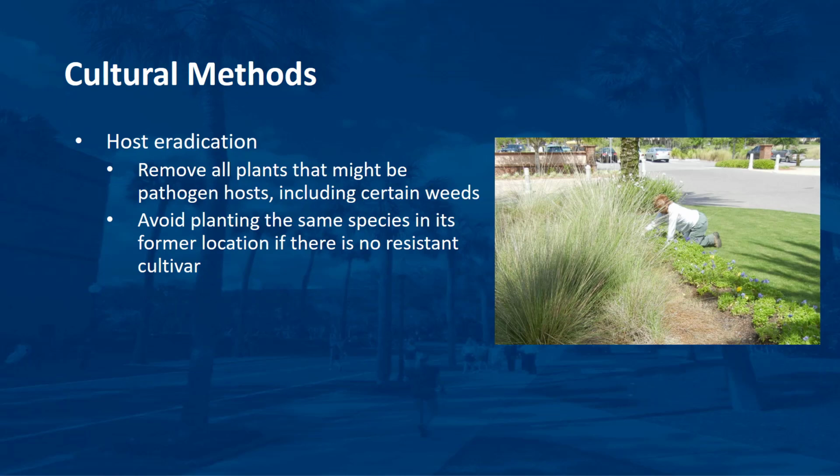Sometimes the best approach is to thoroughly remove all plants that might be possible pathogen hosts. For instance, the weeds surrounding a landscape may be host plants and should be eradicated. Another example can be found among certain plant species, especially trees and palms, for which there are no known resistant varieties to a particular disease and no known controls. If that plant species dies from a particular disease, the best recommendation is to avoid planting the same species in its former location.